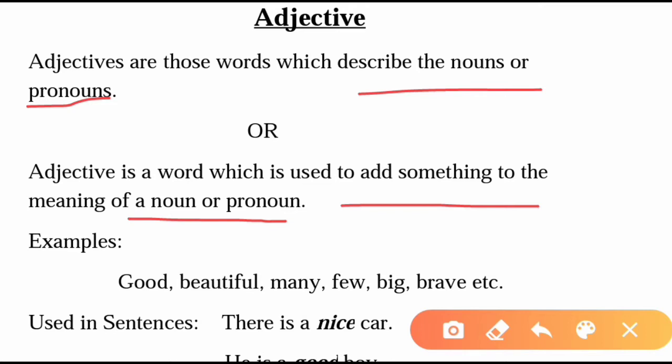Let's have a look at the examples to make it clear. You can see good, beautiful, many, few, big, brave. These are all examples of adjectives. So how can you use adjectives in a sentence? You can see: there is a nice car. In this sentence, nice is the adjective, which is giving additional information about the noun, which is car. Car is a noun. Nice is an adjective because it is giving additional information about the noun.